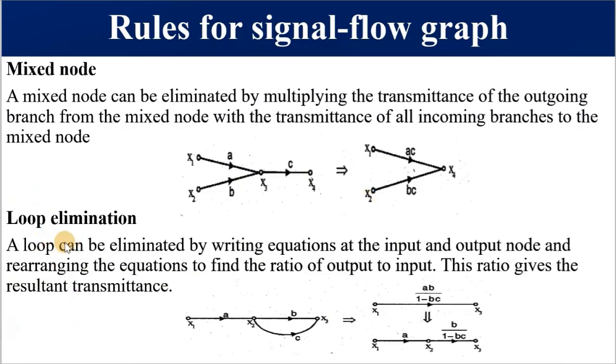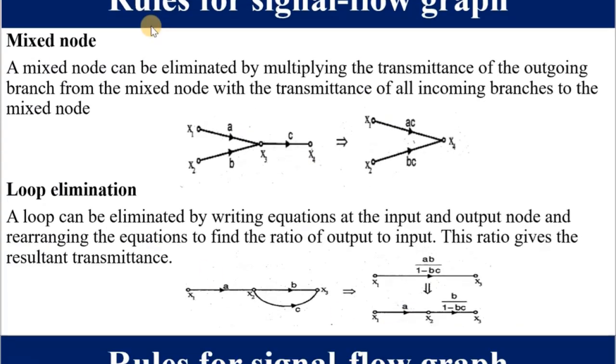Then we also have a rule for loop elimination. We want to eliminate this loop. So how do you eliminate the loop? You write the equation at the input and also the equation at the output, and you rearrange to find the ratio of output to input. So in other words, this is identical to this, but for clarity, let's proceed to the next slide and see how you go about it.